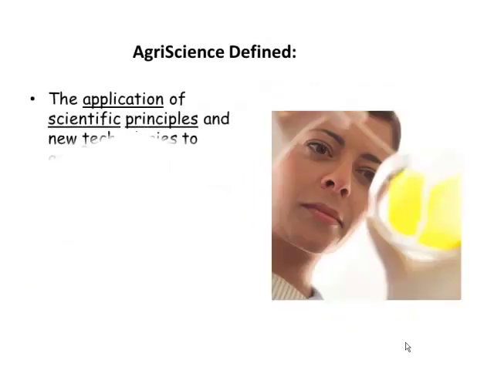If we were to define another term in agriculture and ag business, we would have to look at agriscience. Understand agriscience defined as application of scientific principles and new technology to agriculture. Because of all the new applications that are being put together, and because of technology, we are able to do more and more things with that.